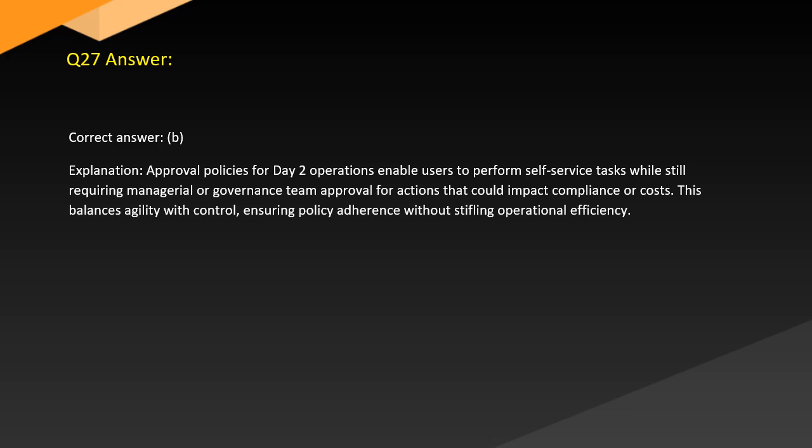Answer. Correct answer, B. Explanation. Approval policies for day 2 operations enable users to perform self-service tasks while still requiring managerial or governance team approval for actions that could impact compliance or costs. This balances agility with control, ensuring policy adherence without stifling operational efficiency.